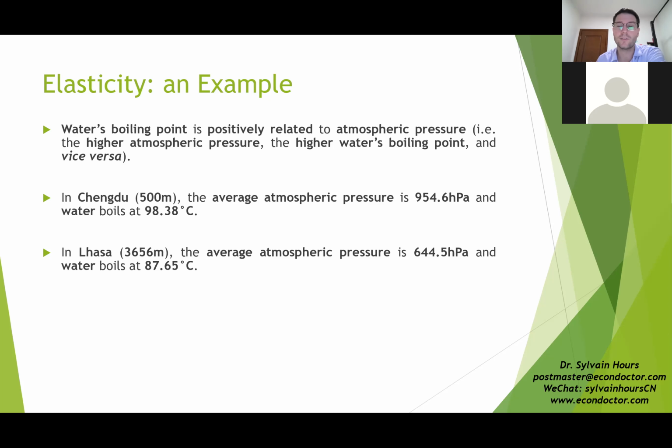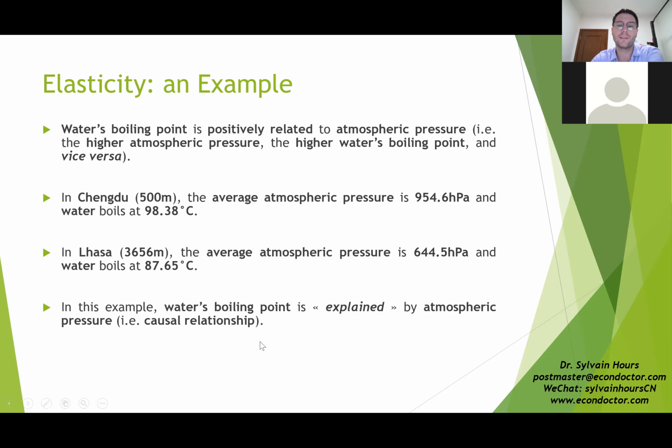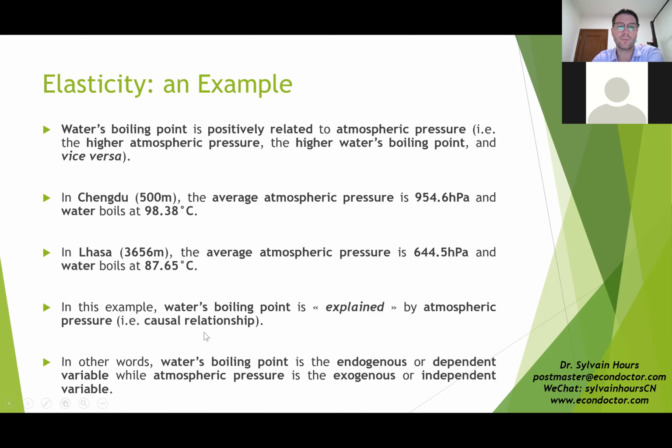And again, this is the real data. So then, with this information, we could actually calculate an elasticity. But of course, we need to know the direction of the change. So essentially, do we travel from Chengdu to Lhasa, or do we travel from Lhasa to Chengdu? We'll need this. And of course, the water's boiling point is explained by atmospheric pressure.